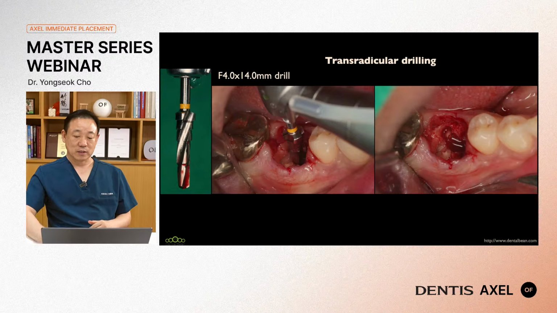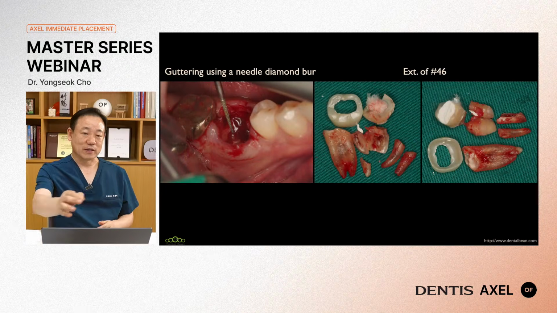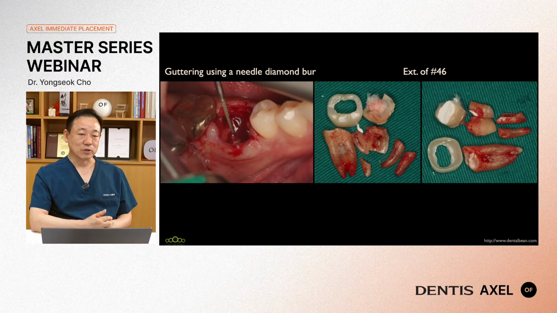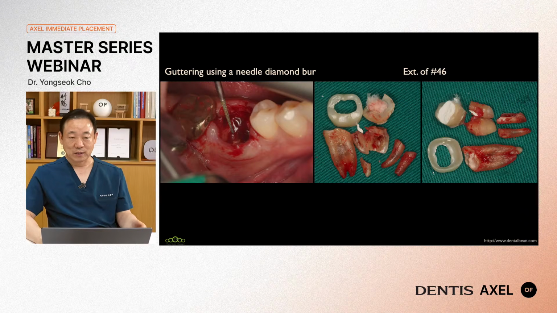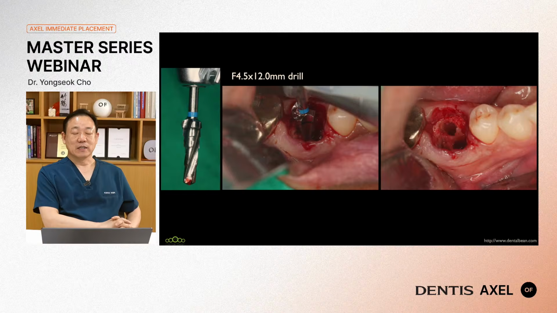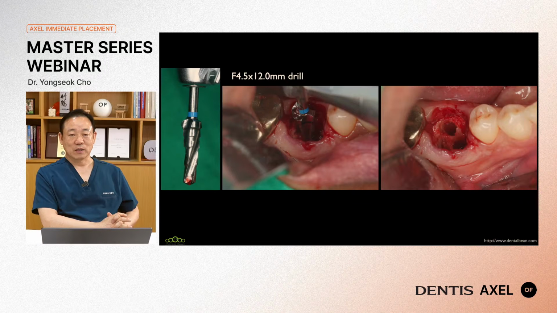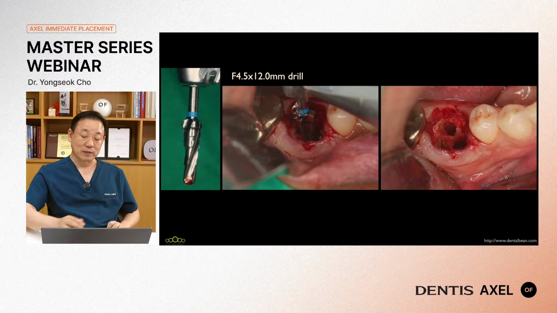At this situation, try guttering around the root with a needle diamond bur, very narrow, long diamond bur. Guttering can be performed. After this, try to extract tooth. Patient has 3 rooted condition. Okay, distal lingual root was present, so it was hard to extract. Anyway, finally, after the extraction, I prepped osteotomy with a 12 mm long drill. Okay, finally it's 4.5 by 12 mm long drill.